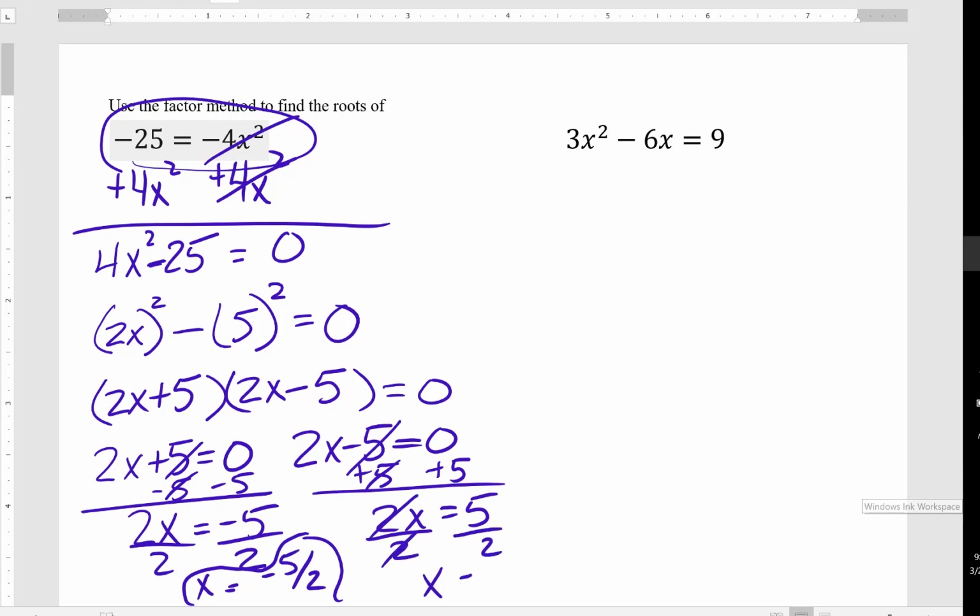X equals 5 halves. So these are the two solutions to this equation. These are the two roots to this equation. X equals 5 halves or negative 5 halves.